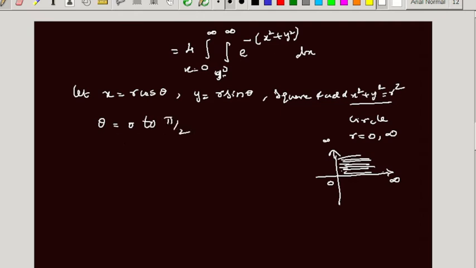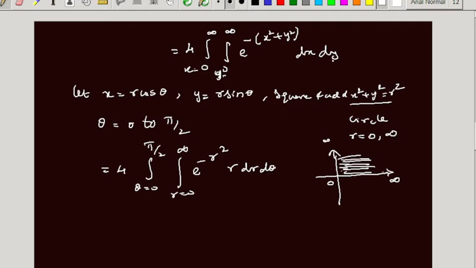So this integration we can write as 4 times integration theta is 0 to pi by 2, integration r is 0 to infinity, e power minus x square plus y square, which is r square, into dx dy. So here we must write dx dy as r dr d theta. This we are getting using the Jacobian.